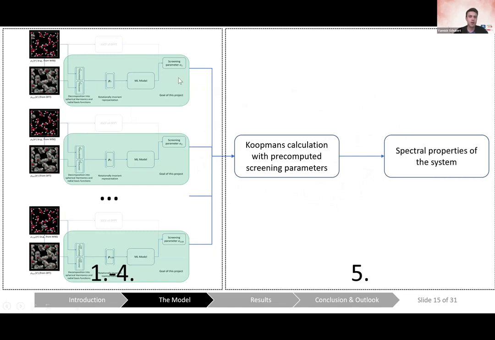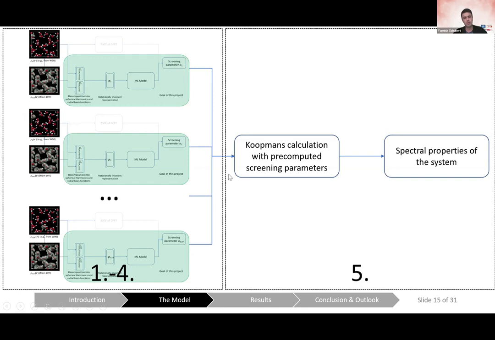So as I said, we have to make one prediction per orbital. So we have to map orbital 1 to the screening parameter 1, orbital 2 to the screening parameter 2, and so on. And after we have done so, we have the set of all screening parameters in our system.